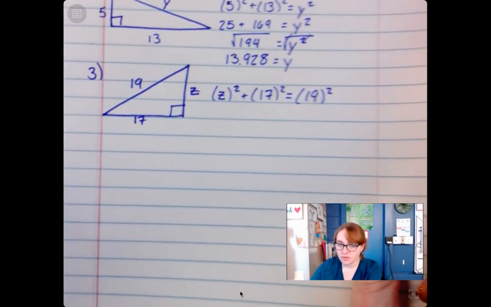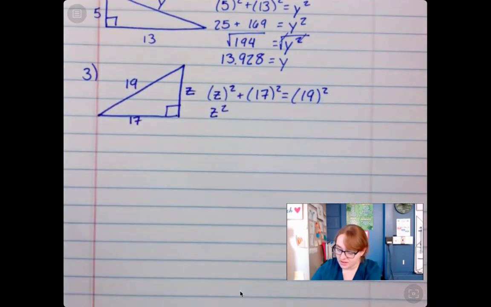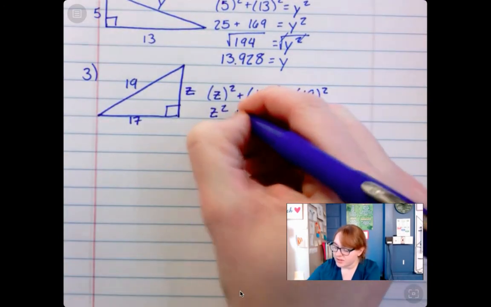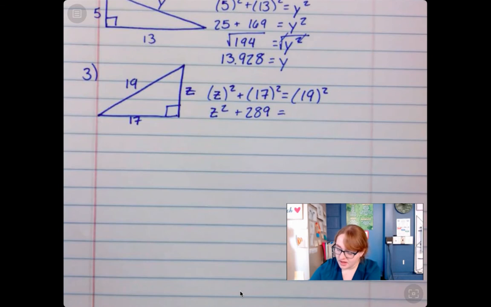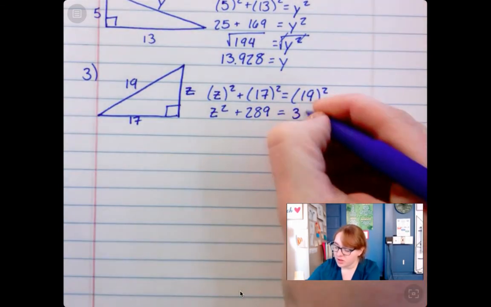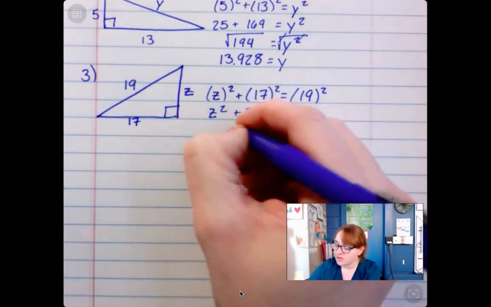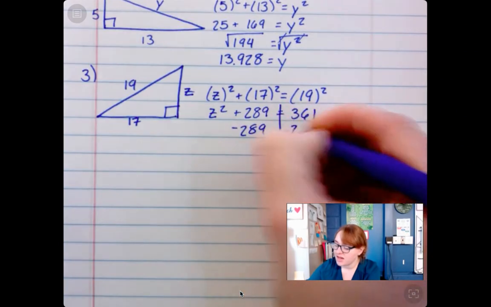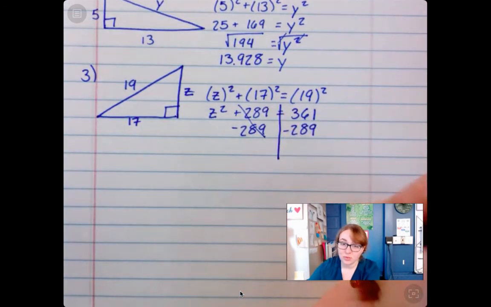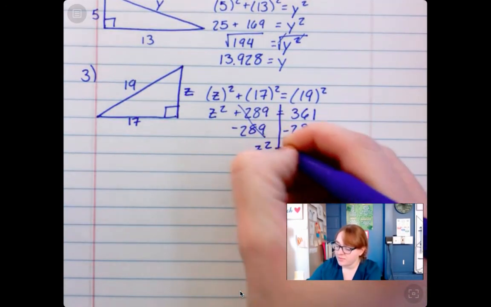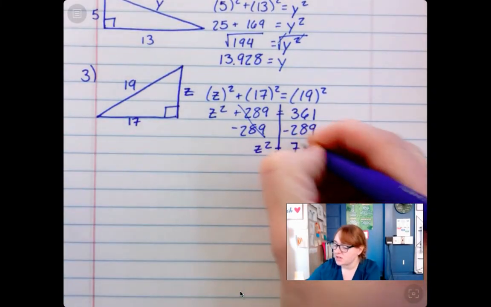So z times z, or z squared, is just going to give us z squared because we don't know what z is. 17 times 17, or 17 squared, gives us 289. And then 19 times 19, or 19 squared, gives us 361. In order to get z squared by itself, we're going to have to subtract 289 once on each side of the equal sign. Positive 289 minus 289, those are going to cancel because they go to 0, leaving us with just that z squared. And 361 minus 289 is going to give us 72.